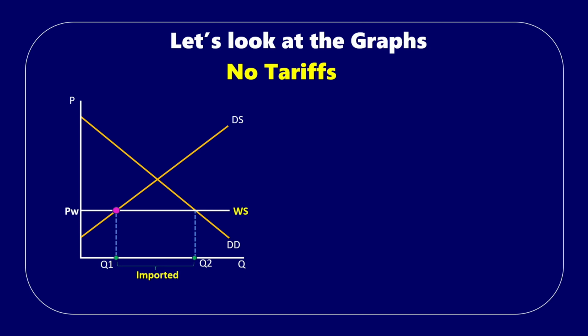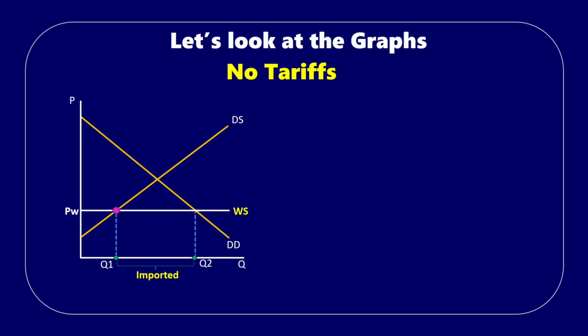At this lower world price, domestic producers supply only a small amount, shown at Q1, because they have no incentive to produce more when the price is so low. Consumers demand much more, shown at Q2, because prices are low and they want to buy more. And that gap between Q1 and Q2 is filled by imports. That's why you see that section labeled imported.